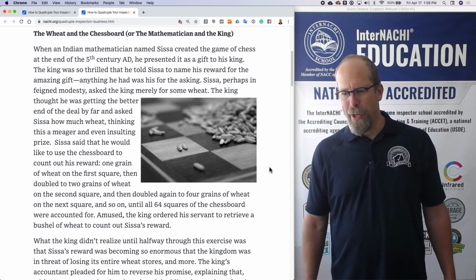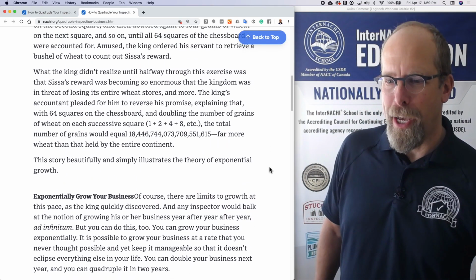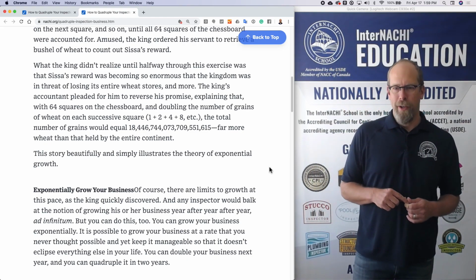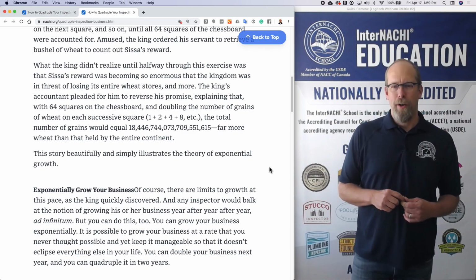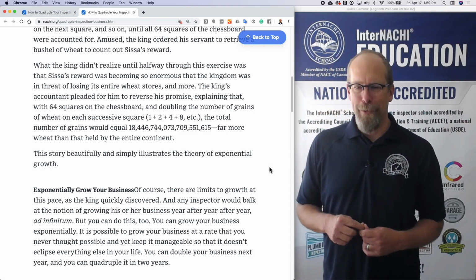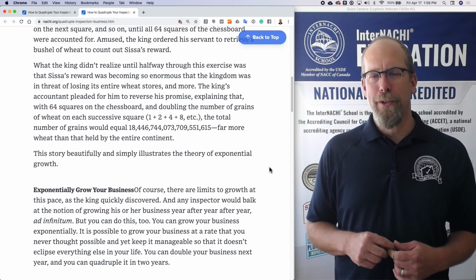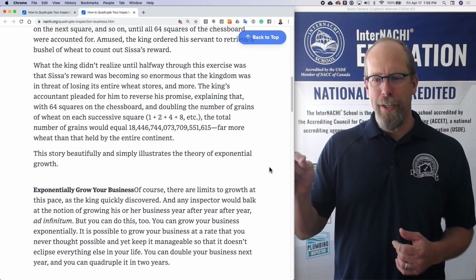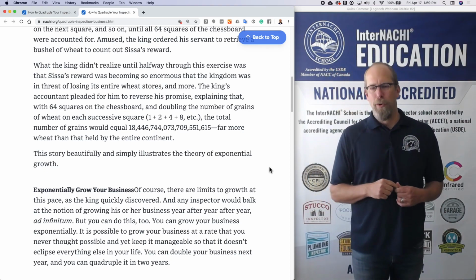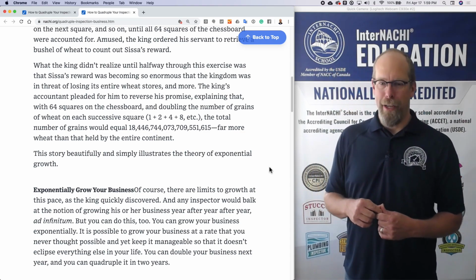Amused, the king ordered his servant to retrieve a bushel of wheat to count out Sissa's reward. What the king didn't realize until halfway through this exercise was that Sissa's reward was becoming so enormous that the kingdom was in threat of losing its entire wheat stores and more. The king's accountant pleaded with him to reverse his promise, explaining that with 64 squares on the chessboard and doubling the number of grains of wheat on each successive square, the total number of grains would equal far more wheat than was held by the entire kingdom, the entire continent.